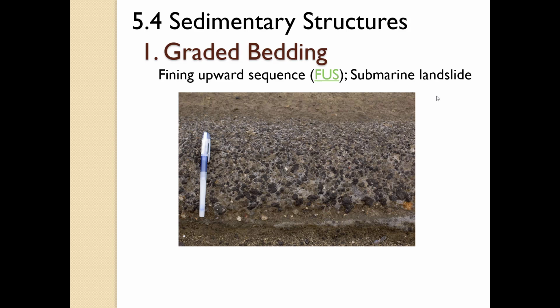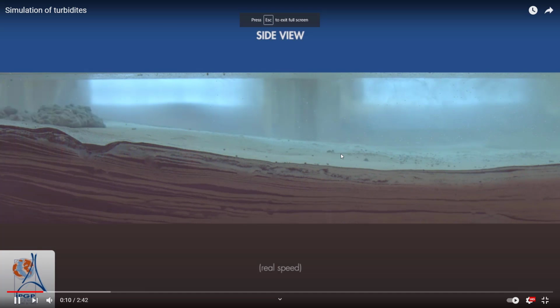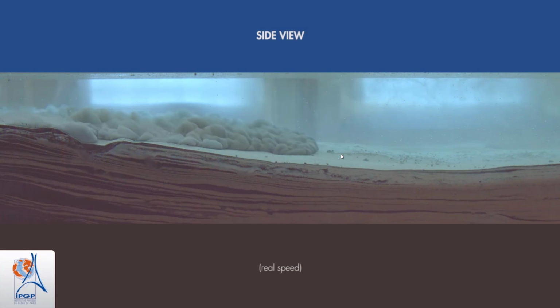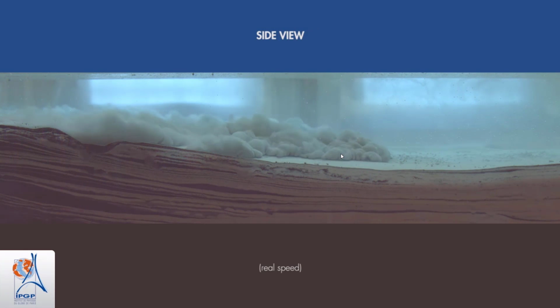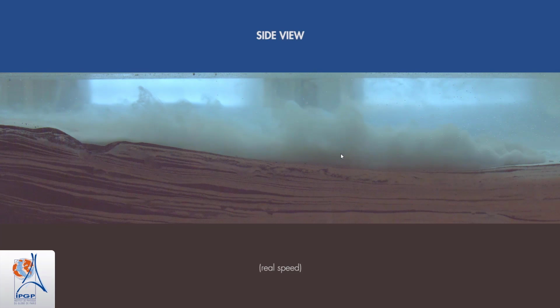Another place you can see this is in something called a submarine landslide, which geologists sometimes call turbidites. I'm going to pull up a short clip here, and this is supposed to simulate a submarine landslide. It's basically a landslide that occurs underwater where you have sediment that's really saturated. This is called a sandbox model, where geologists make landscapes and then simulate events, and we can observe in the modern what's happening and then use that to infer what happened in the past.